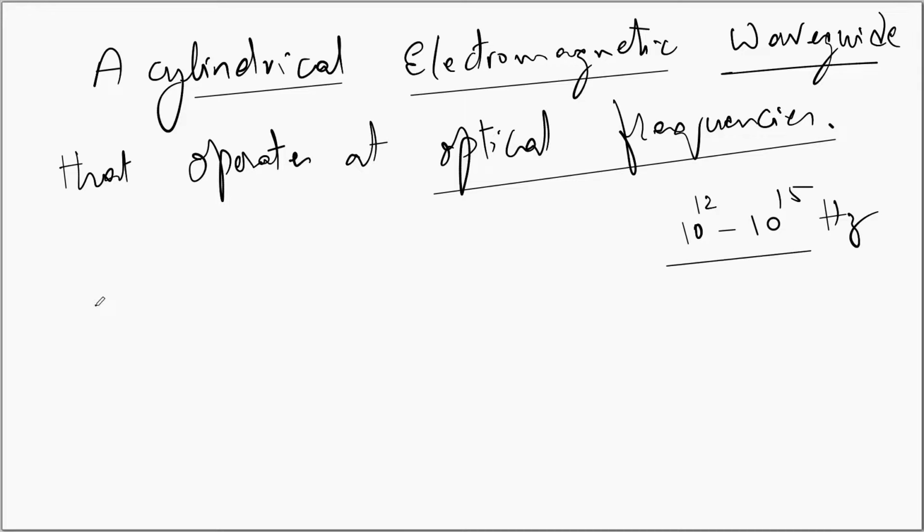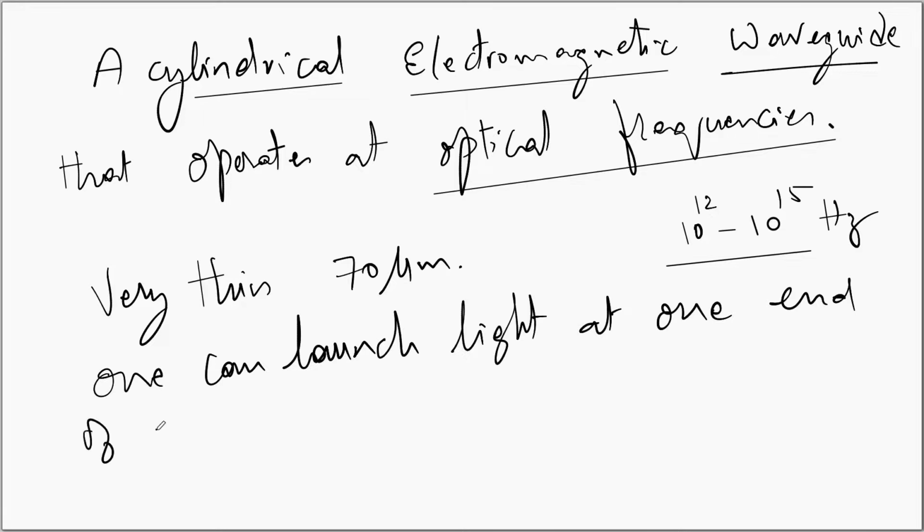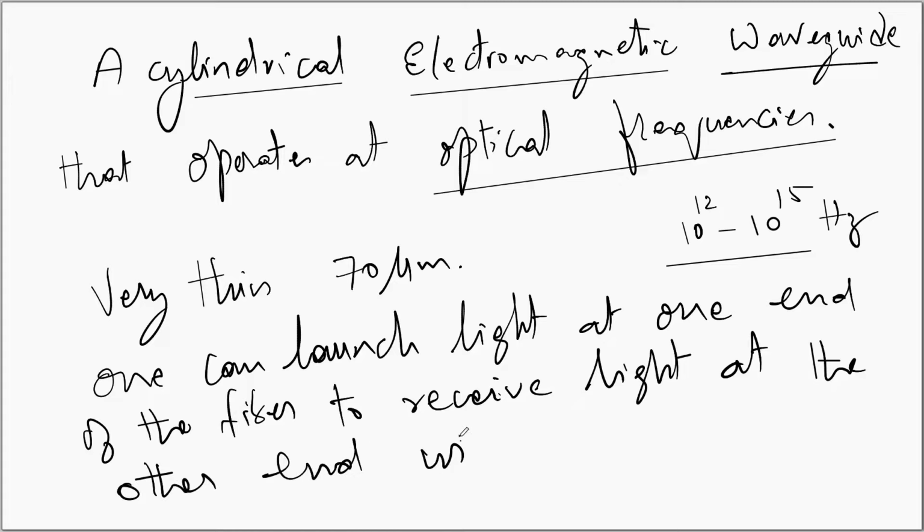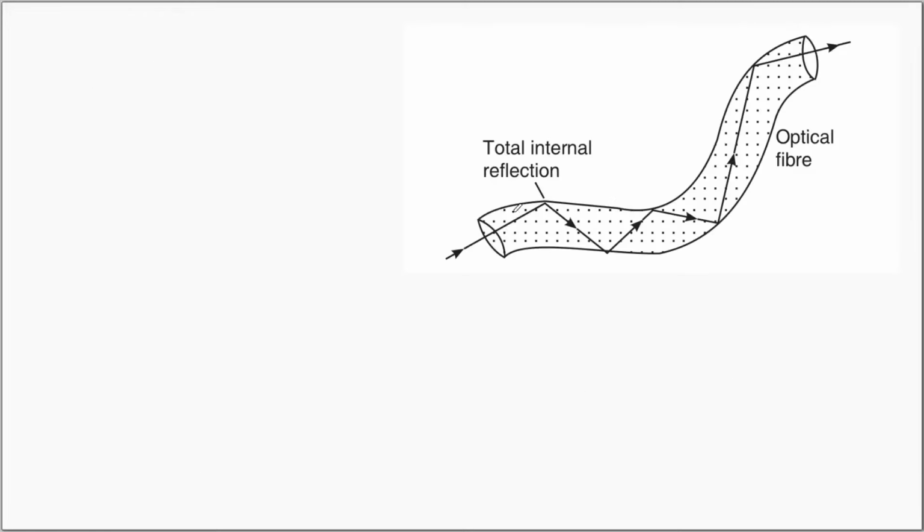The optical fibers will be very thin, maybe about 70 micrometers. The advantage of an optical fiber is that one can launch light at one end of the optical fiber to receive the light at the other end with minimal losses. Consider this cylindrical object, the optical fiber, and we are launching light into the optical fiber. At this end of the optical fiber, we are receiving the light at the other end.